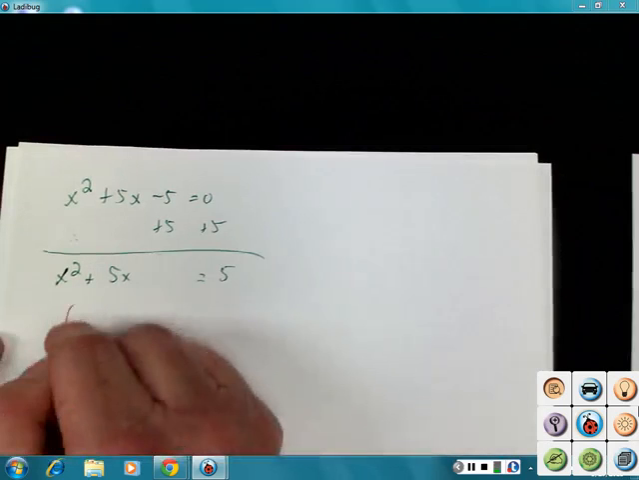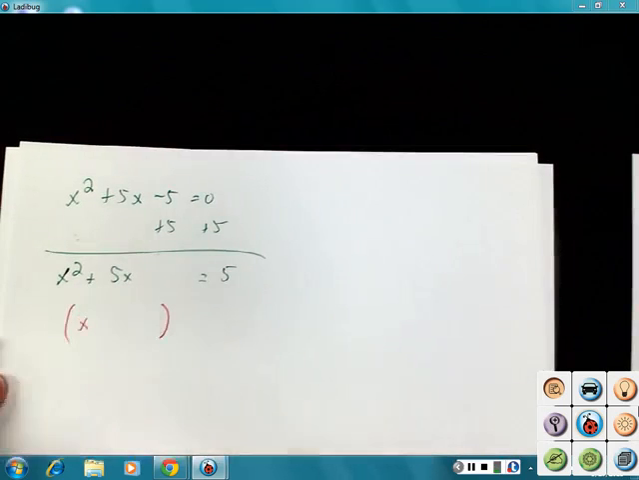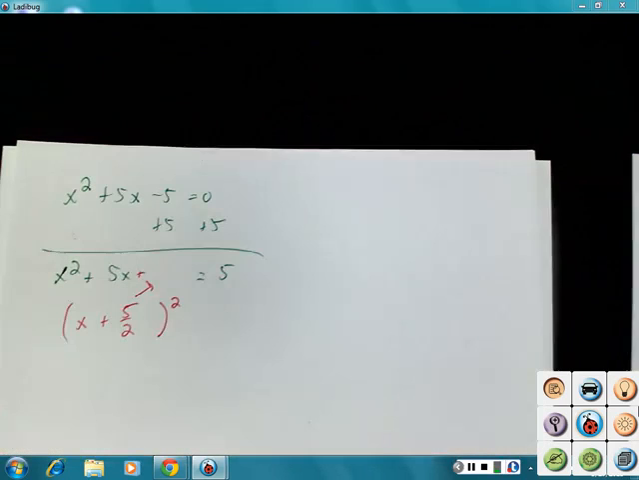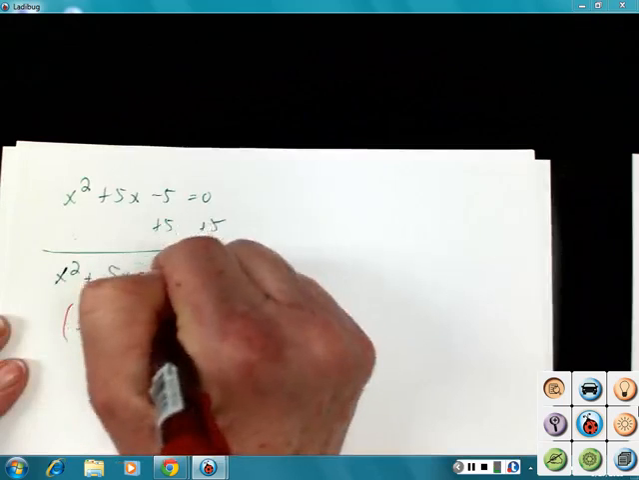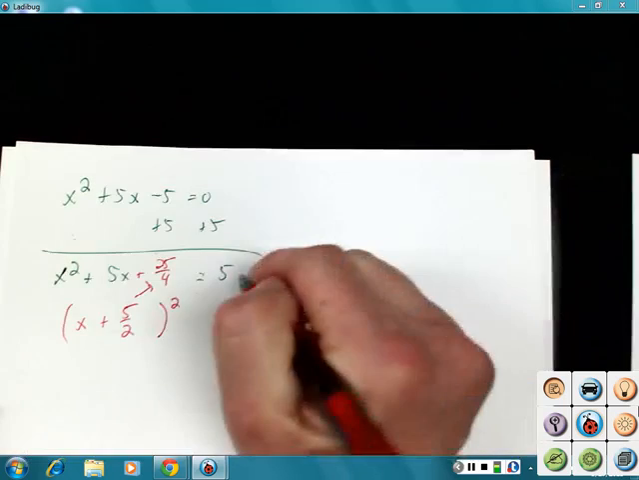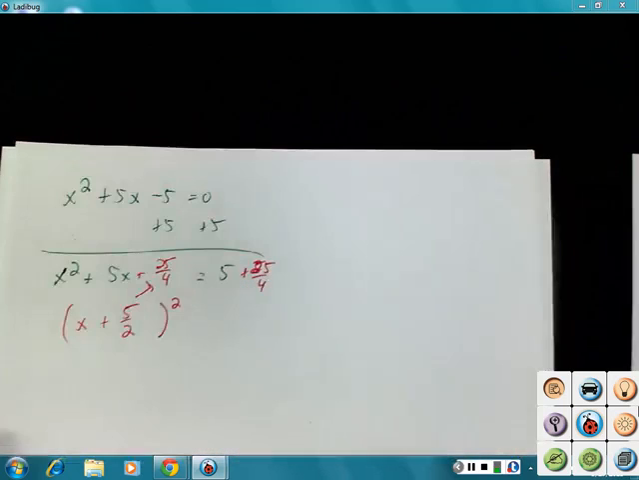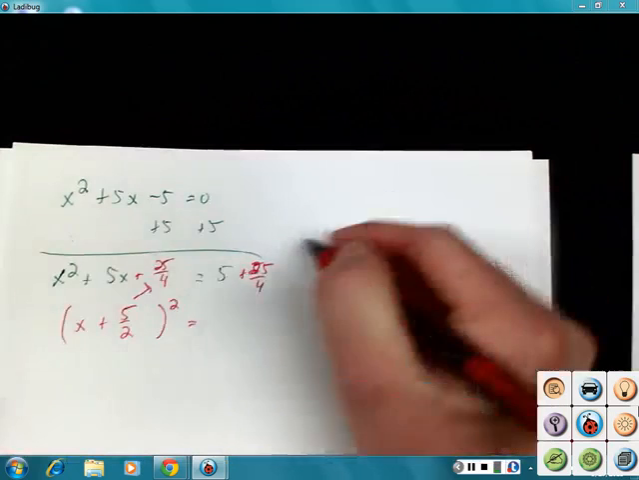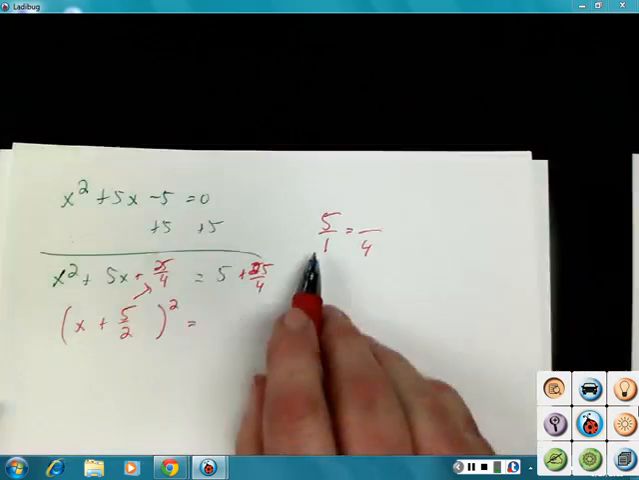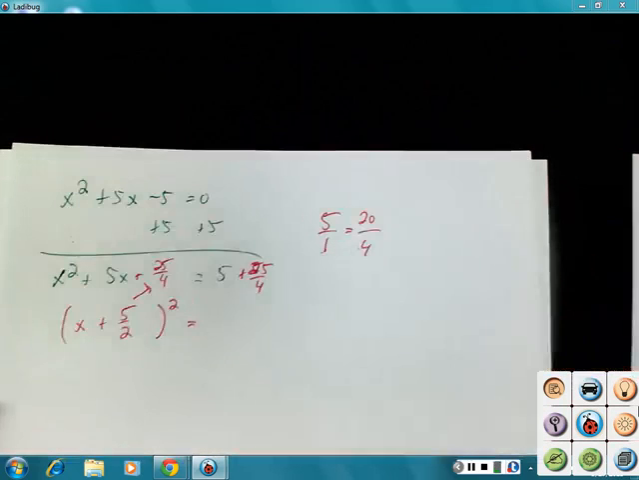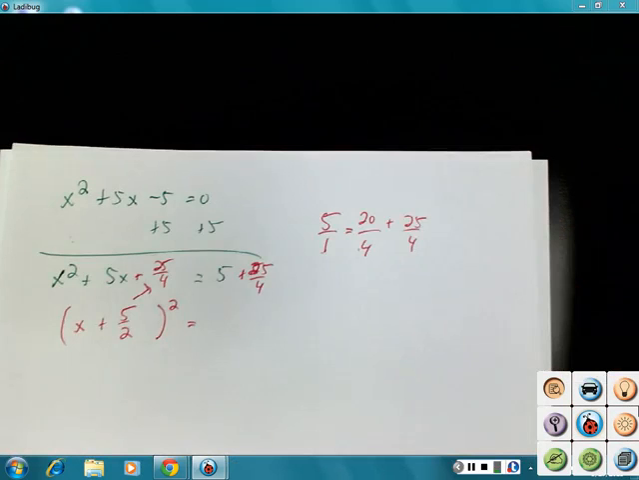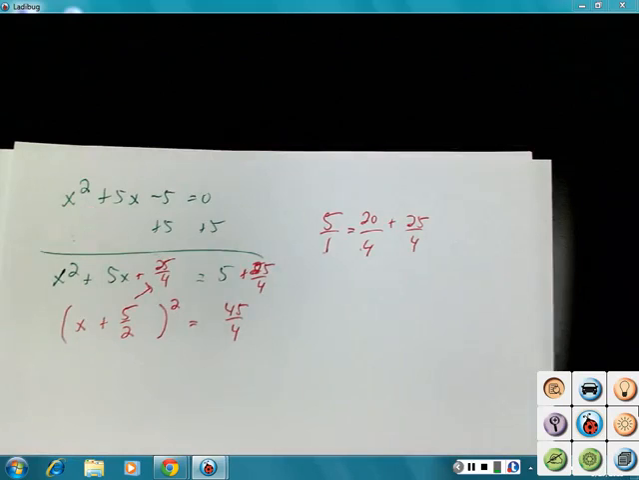So if I complete my square down here, I'm going to have an x. What's half of 5? 5 halves. Take that, square it. So what's 5 halves squared? 25 fourths, yes. And if I add 25 fourths here, I also have to add 25 fourths over there. That's where your fractions come in, because I can't add 5 and 25 fourths, but I have to turn 5 into fourths. So 5 over 1 equals how many fourths? 1 goes into 4 times 5 is 20. So I'm going to take 20 fourths and add 25 fourths to it. What does that give me? 45 fourths. Okay, so far so good?